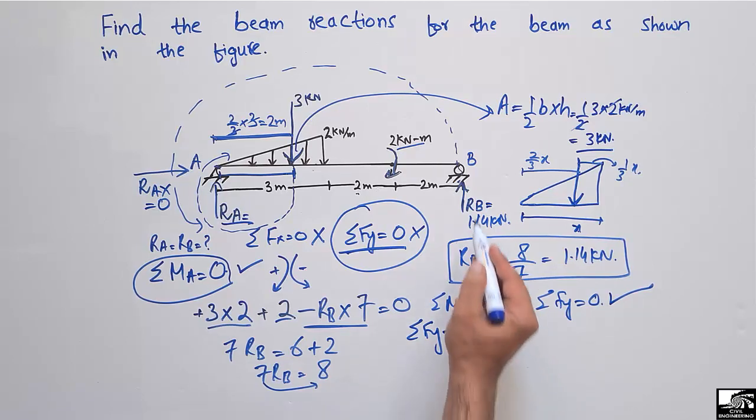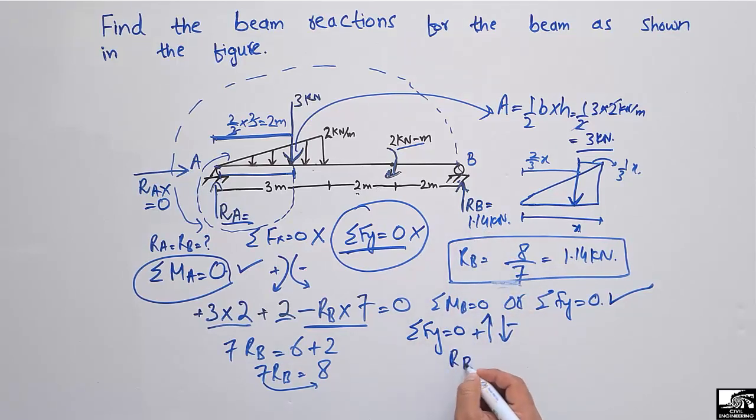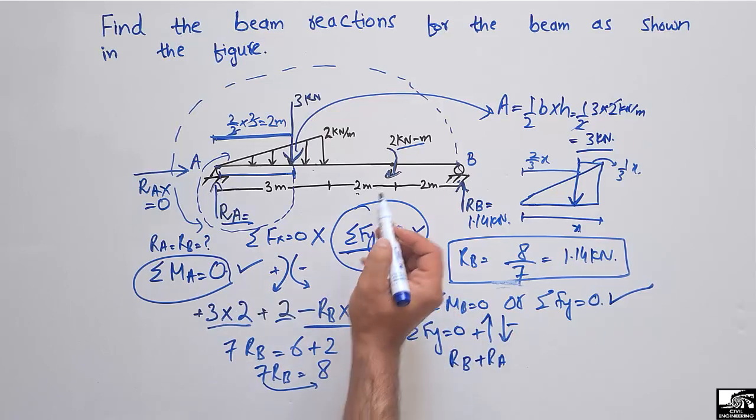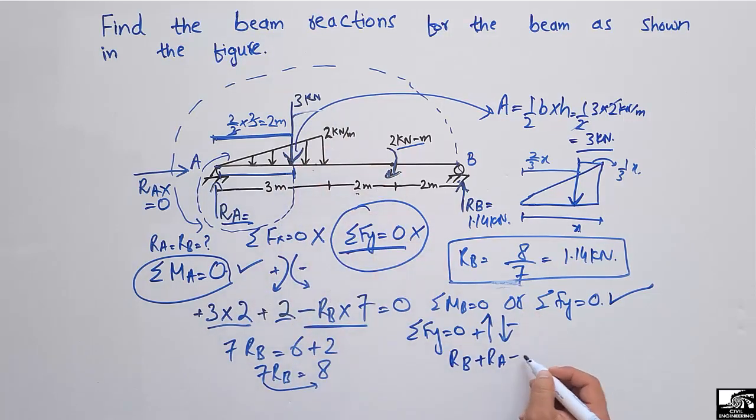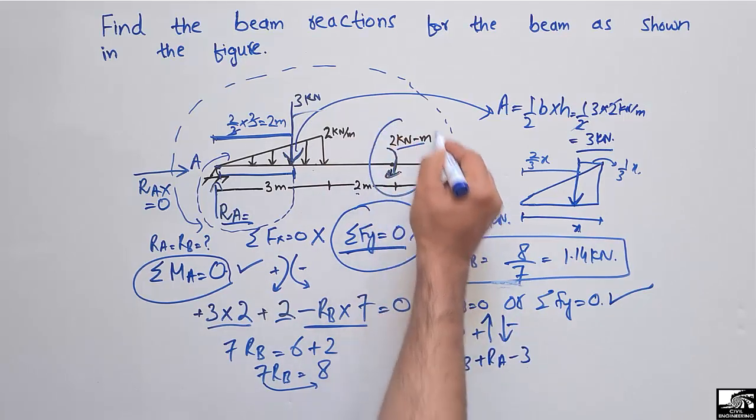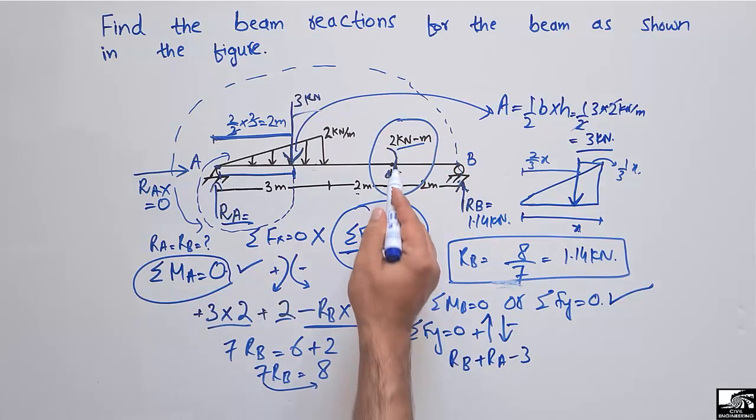The upward forces are RB and RA. Downward force is 3 kilonewton. This is not a force, but this is a moment, so we will not take this value.